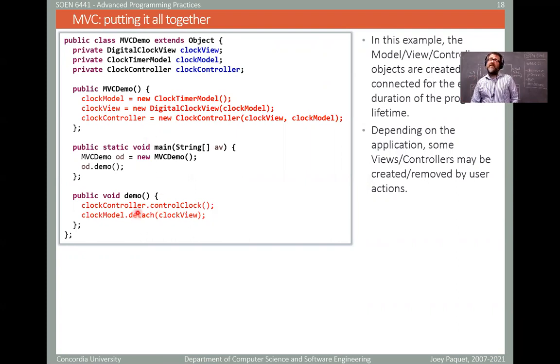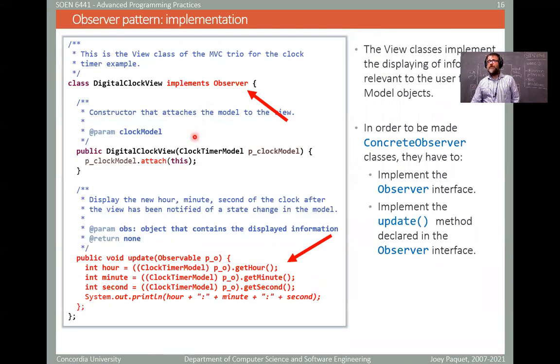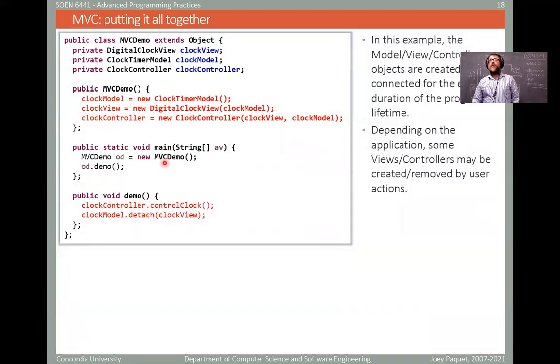Now here you see that I have detach here. So you might ask yourself, well, how come you call detach, but you never call attach? Keep in mind that when I call the constructor of the view, I have to pass the clock model to the view, and then in the view here, I actually attach this view to the actual model object. Okay. You don't have to do that. If you would not pass the clock model and attach in the constructor, then you would have to call attach here.